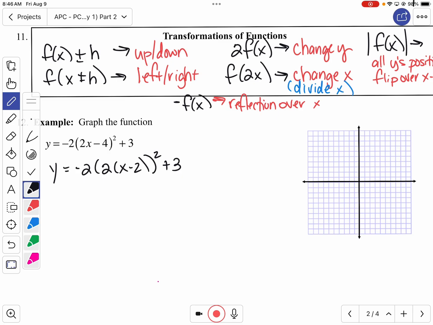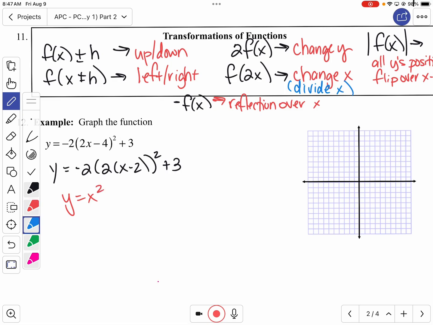Lots of transformations in this one equation, right? We put it all in there together to see what we could do. Let's kind of talk through. First of all, who's your parent function? What shape is this going to be? It's a quadratic. It's y equals x squared.